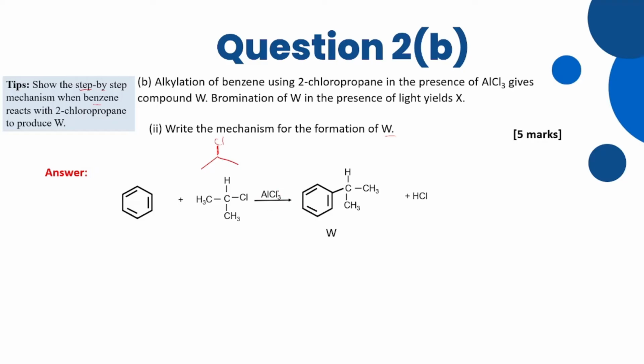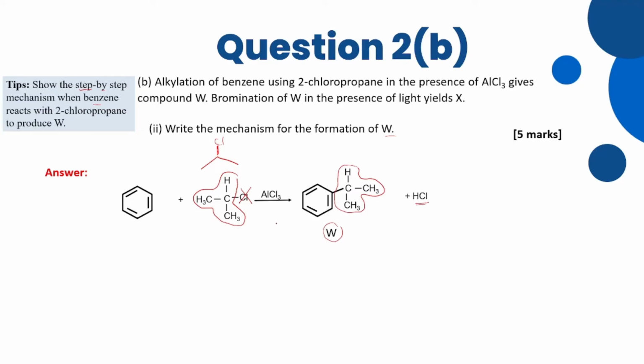And then you have the AlCl3, which is the catalyst. As you can see here, Cl is going to be removed, and then the balance of it, we're going to attach it on the benzene part. Okay, and the byproduct that is going to be formed is HCl. So our W is basically this alkylbenzene here.